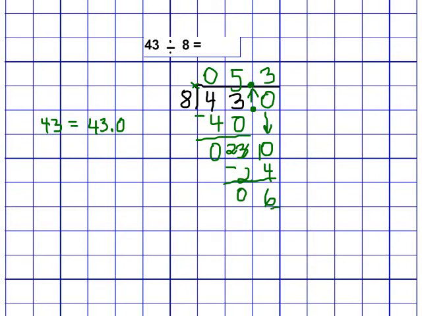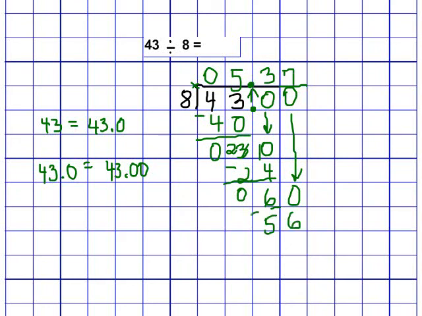Well, I still have a remainder. Let me see. Is 43.0, let me rewrite it again, is that the same thing as 43.00? It sure is. It still does not change the value. So I can add here another 0, extend that division problem, and bring it down. So I know that 8 goes into 60 7 times, and 7 times 8 is 56.